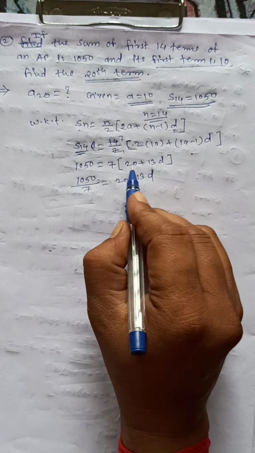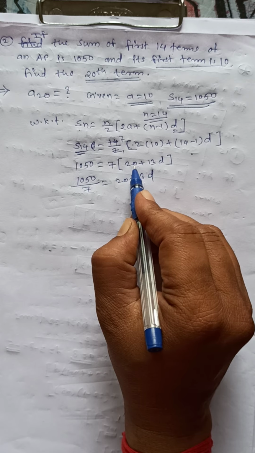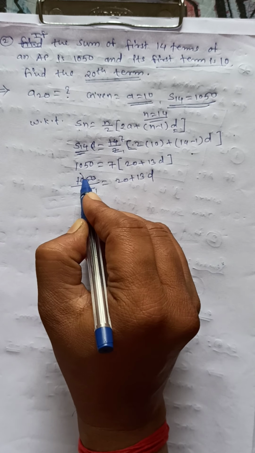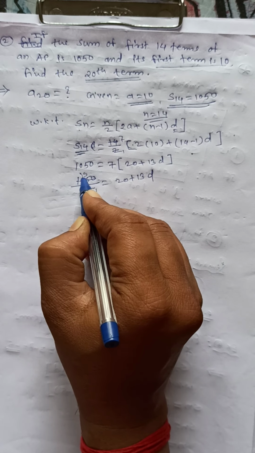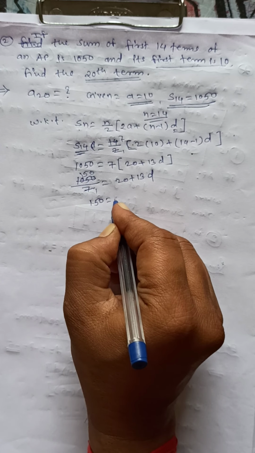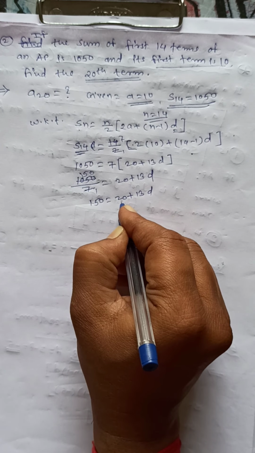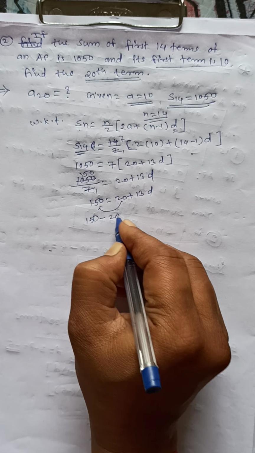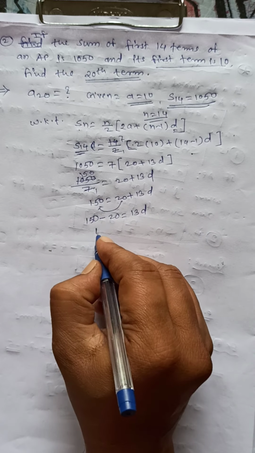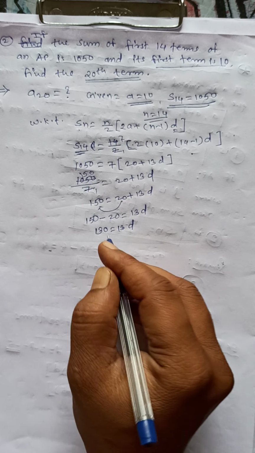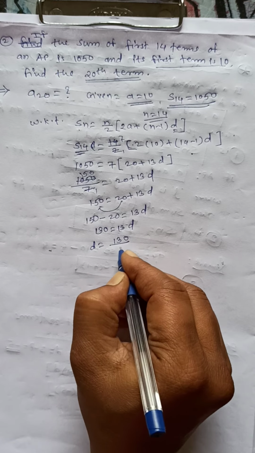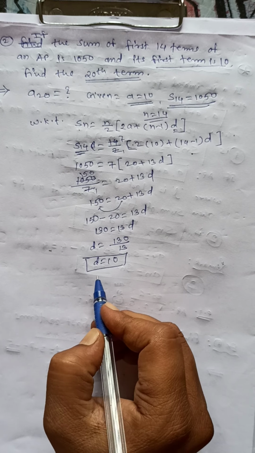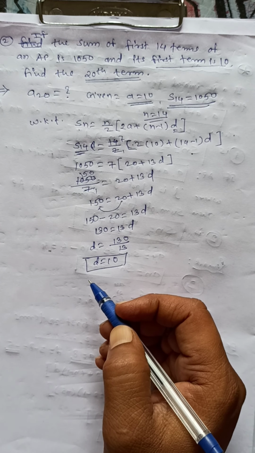Here we cannot add, because here it is d and here it is not d, so these are not similar kinds of terms. We cannot add. So 1050 divided by 7: 7 ones are 7, 3 remaining, 35, 7 fives are 35, so 150 is equal to 20 plus 13d. This 20 I'll shift to this side. 150 minus 20 is equal to 13d. 130 is equal to 13d. So d is equal to 130 upon 13, d is equal to 10. I got the common difference d: d is equal to 10.